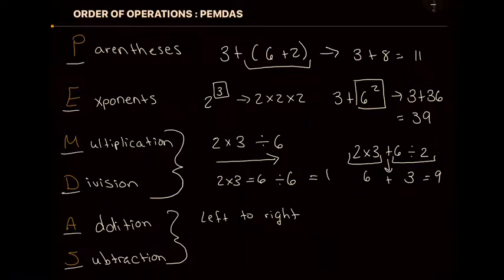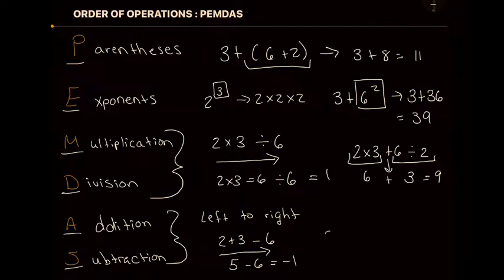For example, 2 plus 3 minus 6. We would go from left to right, meaning we would do 2 plus 3 first, giving us 5, and then we subtract 6. In this case, we get -1.